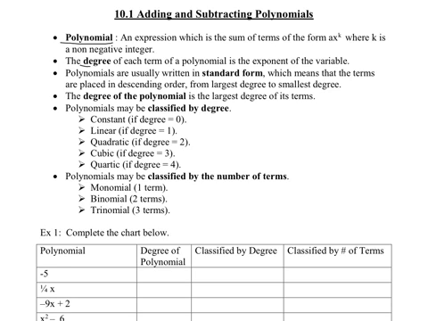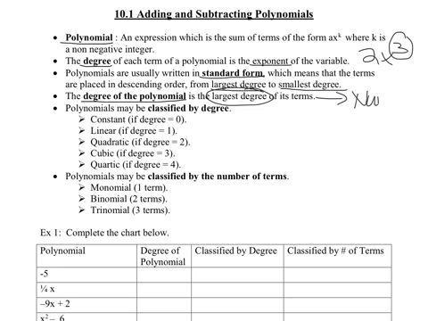Now, the degree of each term of the polynomial is the exponent of the variable. So say we had 2x cubed, the degree would be 3 because that's your exponent. Polynomials are usually written in standard form, which means the terms are placed in descending order from largest degree to smallest degree, or in other words, from largest exponent to smallest exponent. Now, the degree of the polynomial is the largest degree, or your largest exponent. And if I ask for the degree of a polynomial, I'm asking for the actual number.